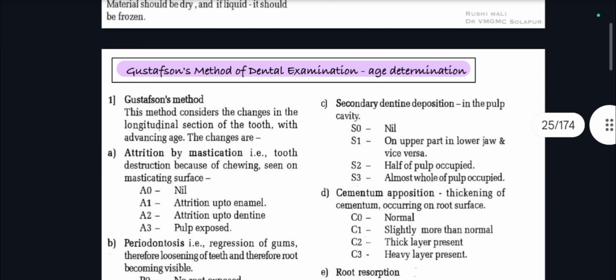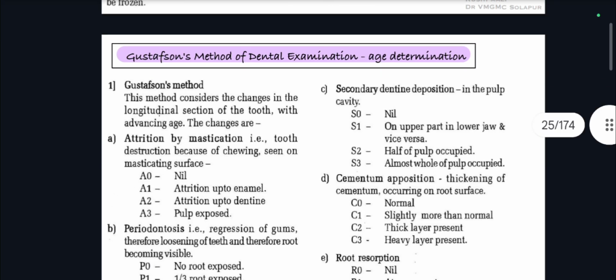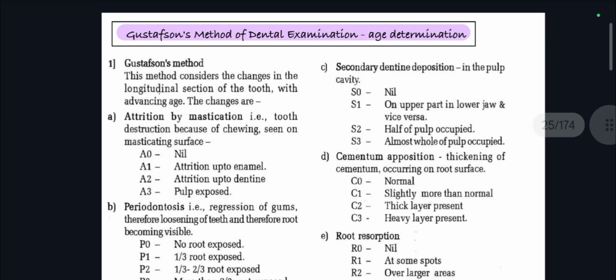Moving ahead, what is Gustafson's method of dental examination, age determination? So what is Gustafson's method? This method considers the changes in the longitudinal section of the tooth with advancing age. They just want to say that this method considers certain changes in the longitudinal section of the tooth with increase in age.